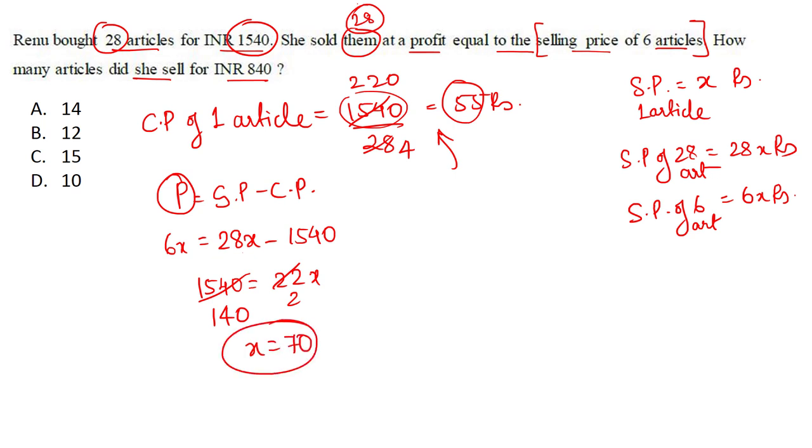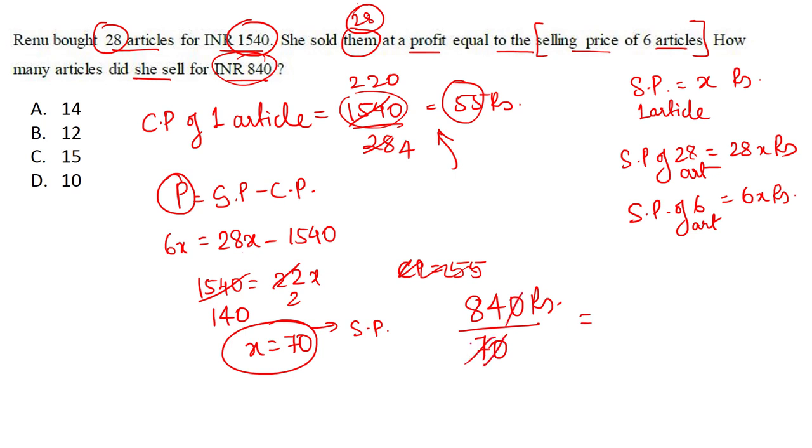So this is the selling price of the article: 70 rupees. How many articles did she sell for 840? We don't even need the cost price. The selling price of one article is 70 rupees, and the total money she earned is 840 rupees. So let us find out how many she sold. For 70 rupees it is one article, so in total, how many articles are sold?